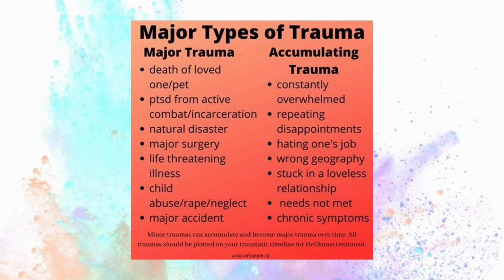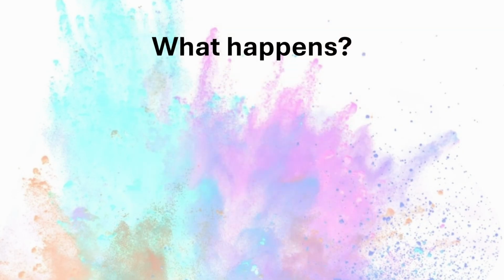Here are some types of major trauma and accumulating trauma. Major trauma can be one-off events or accumulating over time. Anyone of any age can experience trauma. However, just because a person experiences a distressing event does not mean they will experience trauma.